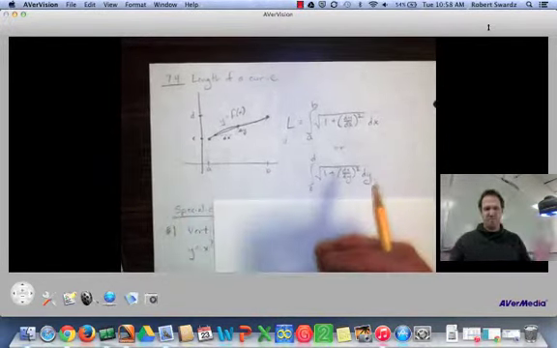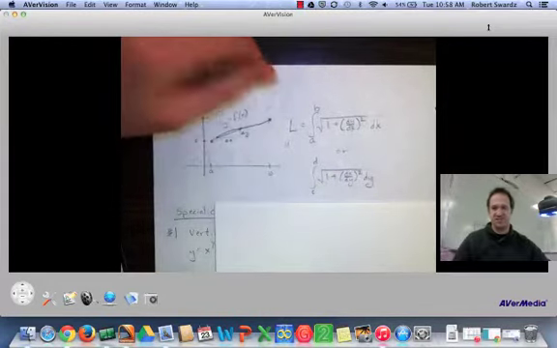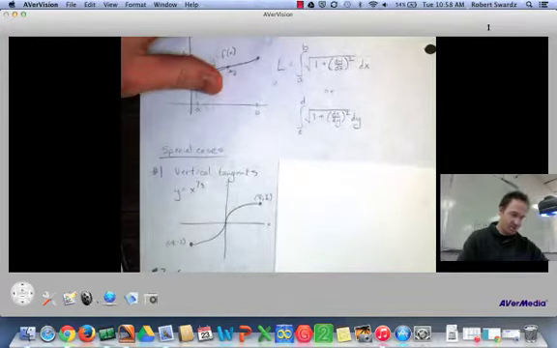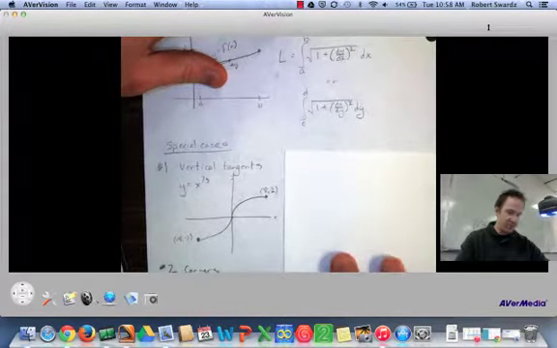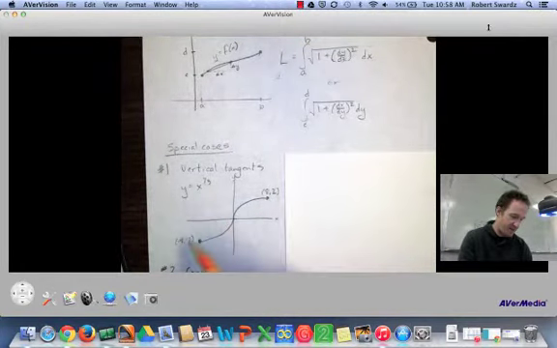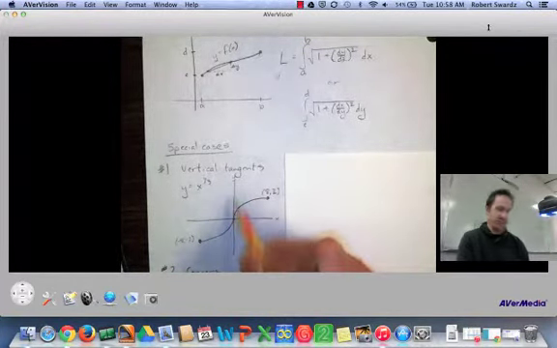Now, these problems are fairly easy, so let's skip to some special cases here. Special case number 1, we've got a vertical tangent. It's the graph of y equals x to the 1/3 power. We've got a vertical tangent right here at x equals 0.